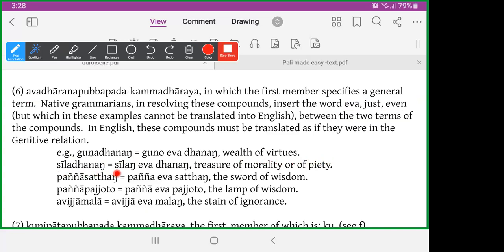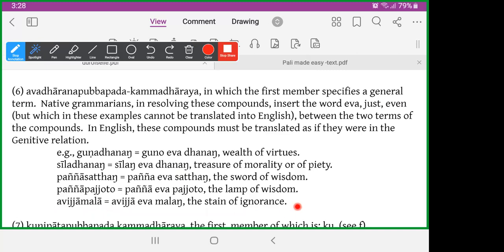Sila danam, Sila ewa danam. Treasure of morality, of piety. Panya satam, Panya ewa satam. The sword of wisdom. Panya pajoto, Panya ewa pajoto. The lamp of wisdom. Avijja mala, Avijja ewa mala. The sin of ignorance. Okay, all right.